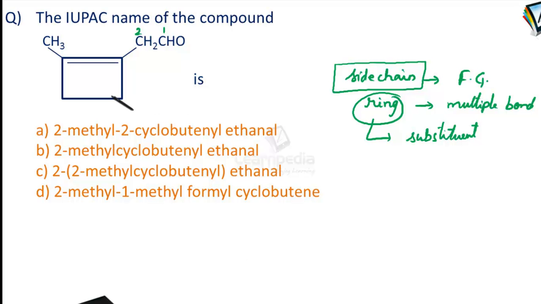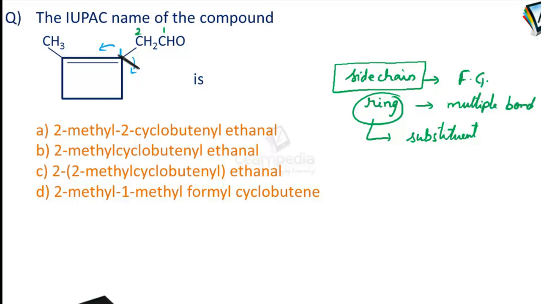Then while naming the substituent, which is a ring here, we need to start numbering from the carbon atom which is directly attached to the parent chain. So this is the first carbon. And then we have two alternatives of further numbering, one in this direction and the other in this direction. And here we need to see that the double bond comes in between the two lowest possible numbers.